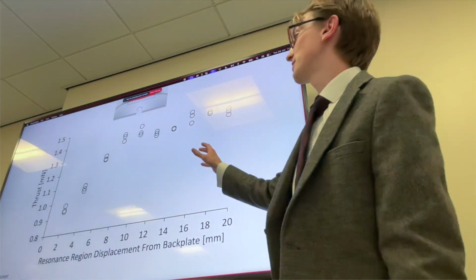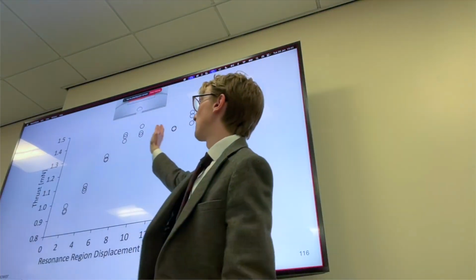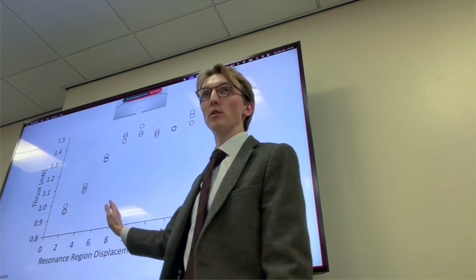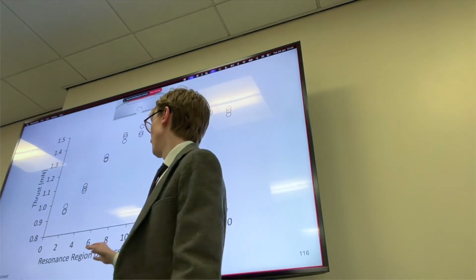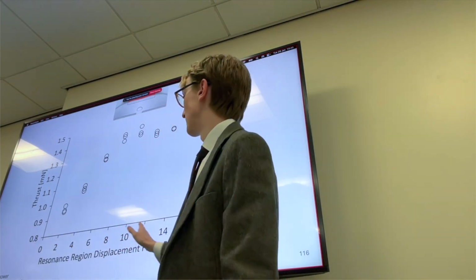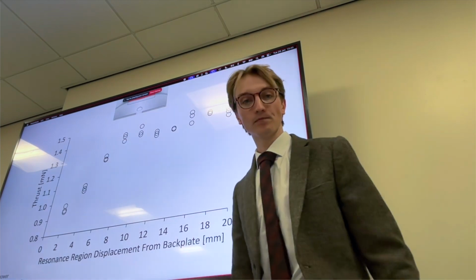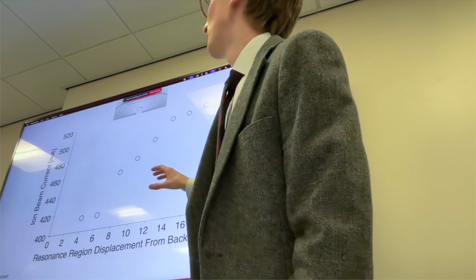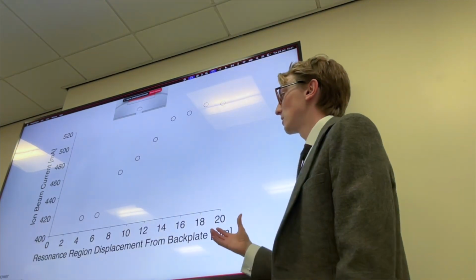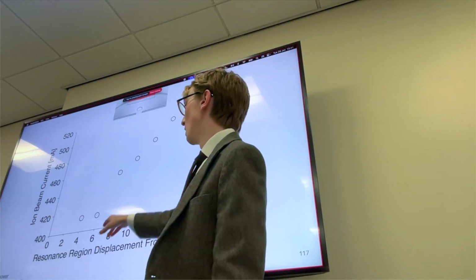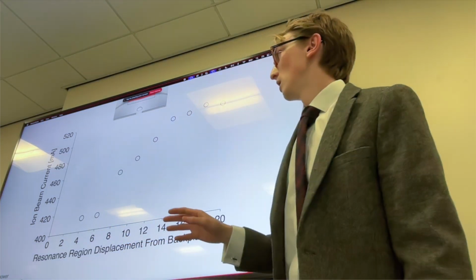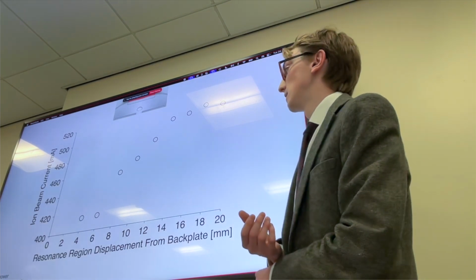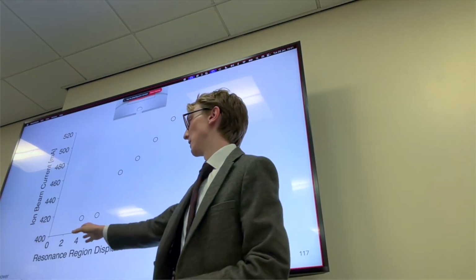I also plotted thrust, and you can see here that it remains pretty much constant as the ECR region is swept throughout the thruster chamber, but then it drops for displacements below 8 millimeters. Ion beam current was also measured, and you can see here that there's quite a big drop between 8 and 6 millimeters displacement, so we can conclude that this is partially responsible for the drop in performance seen below 8 millimeters displacement.